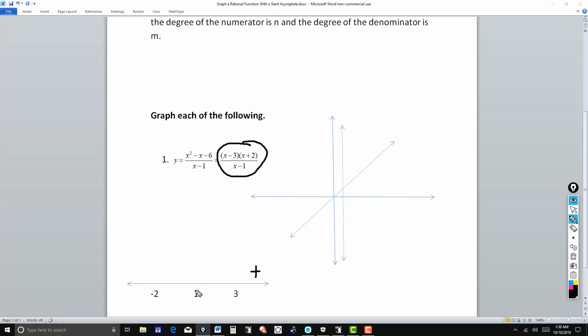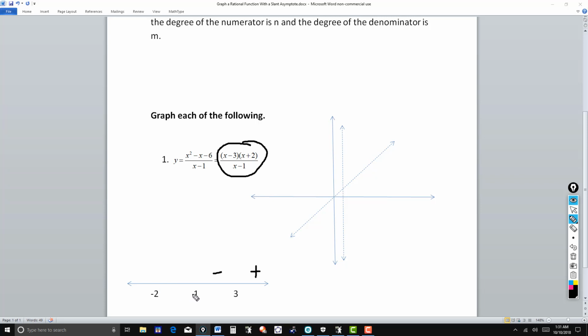Now what happens between 1 and 3? Okay, let's put a number. Let's pick a 2 between 1 and 3. So if I put a 2 there, this factor is negative. 2 plus 2, that's positive. 2 minus 1 is positive. So only one factor is negative. All the others are positive. So that would make the whole thing then negative. So I have that.